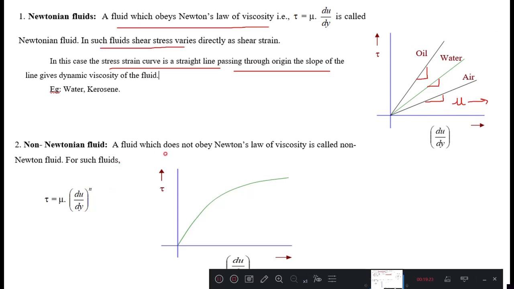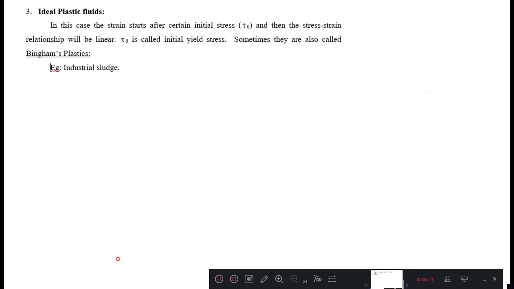A non-Newtonian fluid is a fluid which does not obey Newton's law of viscosity. For a non-Newtonian fluid, tau equals mu into (du by dy) whole raised to n, and this value of n could be 2 or anything. It varies non-linearly, so this is the non-linear curve for the non-Newtonian fluid. A fluid which does not obey Newton's law of viscosity is called non-Newtonian.